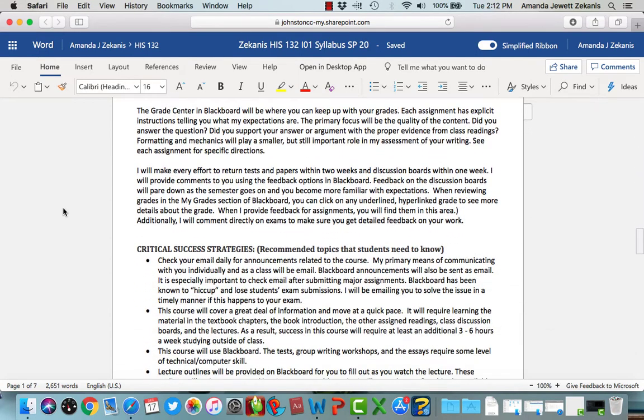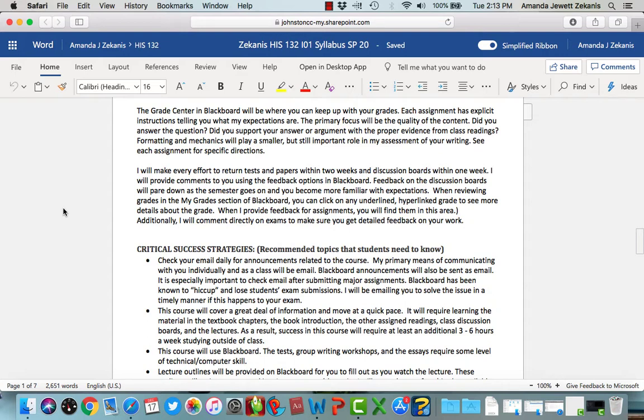We're on a 10-point scale. The grade center is where everything is. You have instructions telling you exactly what expectations are for every assignment. The primary focus is going to be the quality of the content. Did you answer the question? Did you support your answer with the correct evidence from class readings? Formatting and mechanics are also important, but they do play a smaller role.